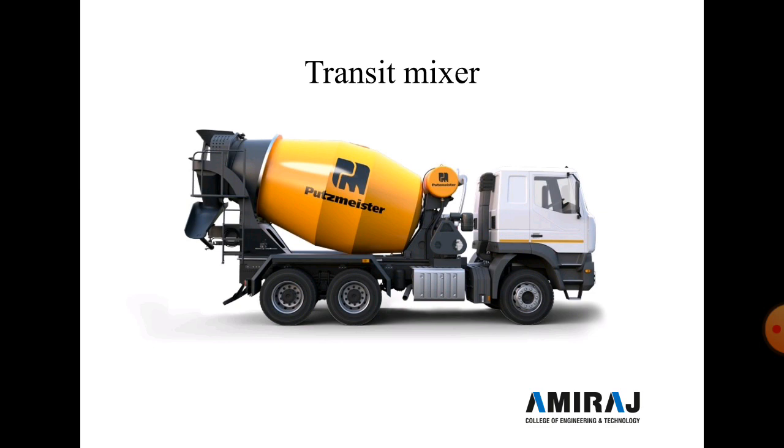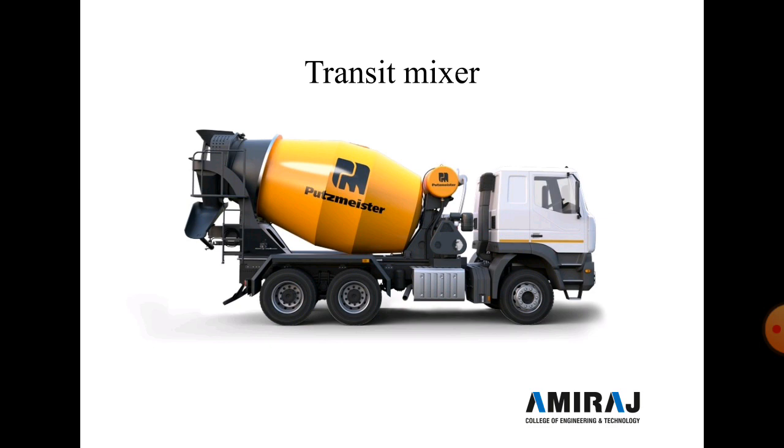Now the third type of mixer is a transit mixer. All of you know about the RMC plant. The transit mixer is a very effective and popular equipment used in the transportation of concrete over long distances, widely used in an RMC plant. A transit mixer is simply a truck mounted mixer machine having a capacity of 4 to 7 cubic meters, and generally we use a 6 cubic meter truck capacity.